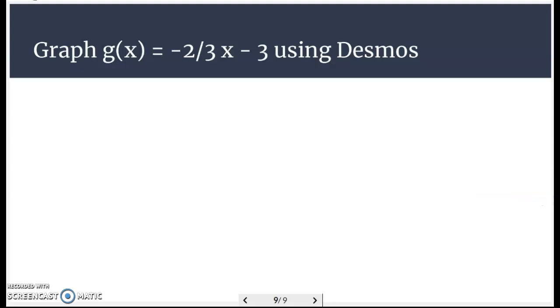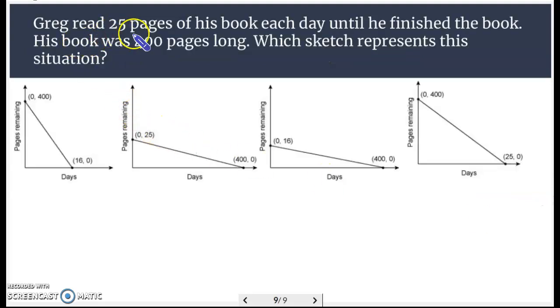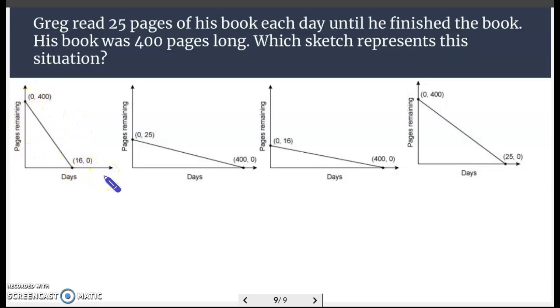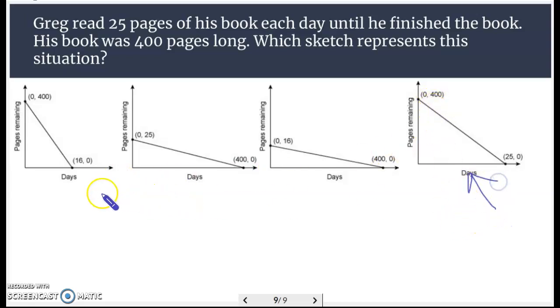And the last one here, Greg read 25 pages of the book each day until he finished the book. His book was 400 pages long. Which sketch represents the situation? Well, the y-axis is all the pages remaining, and the x-axis is the number of days. We start out with 400, so it's either going to be this last one or this first one. And if he reads 25 pages a day, the number of pages remaining decreases.